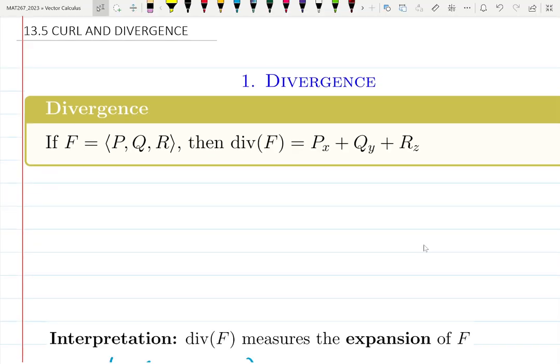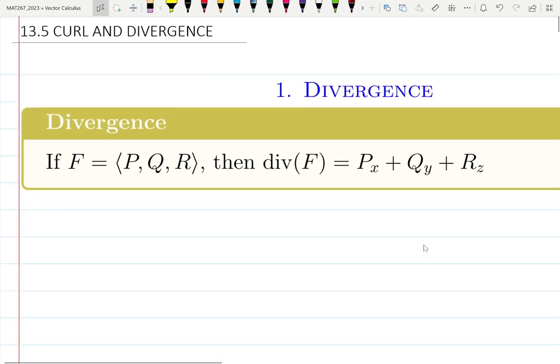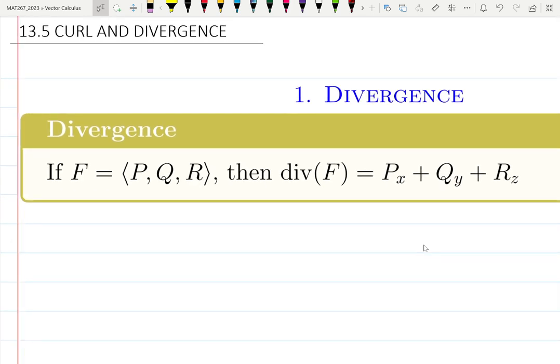Today we're going to do curl and divergence. Divergence, just like in the movie Divergence. I actually was thinking, did they actually mean that? Yeah, they actually mean that. I will explain. From an English point of view, it's so interesting. It took me some time to realize that's the same thing.